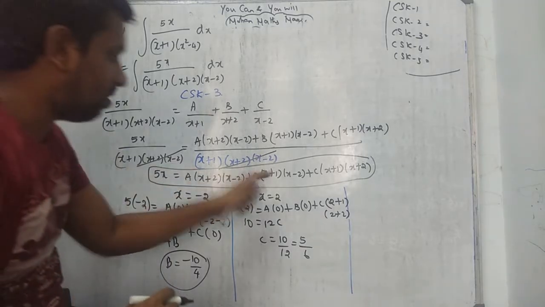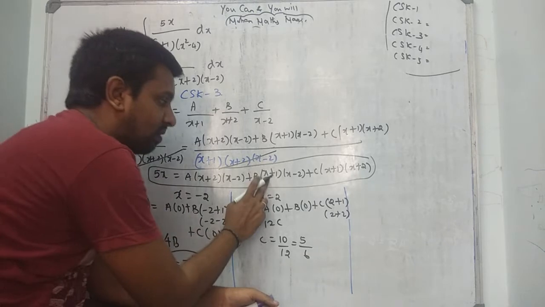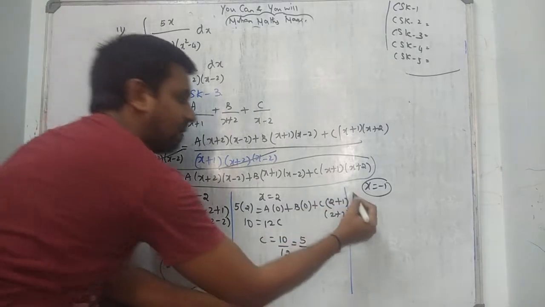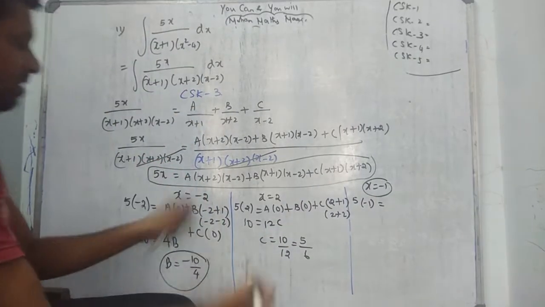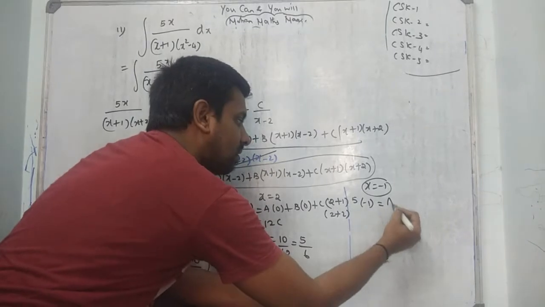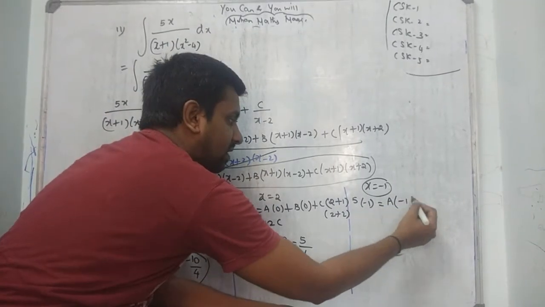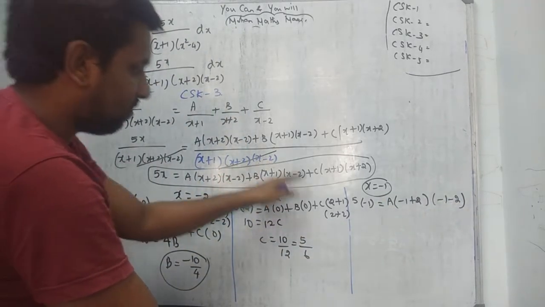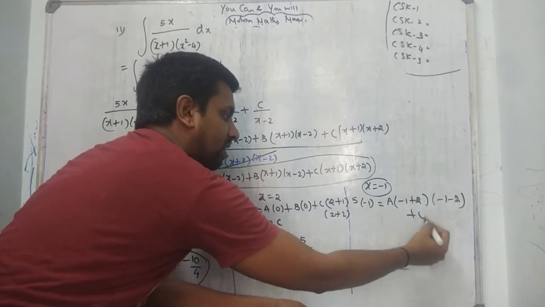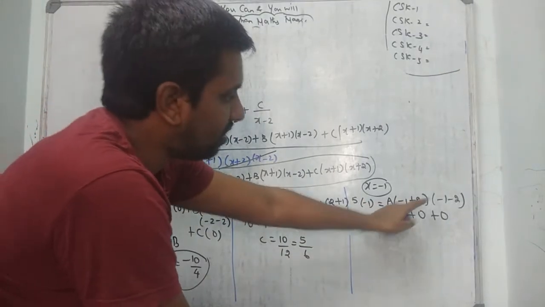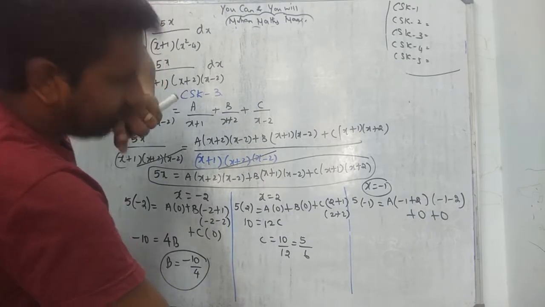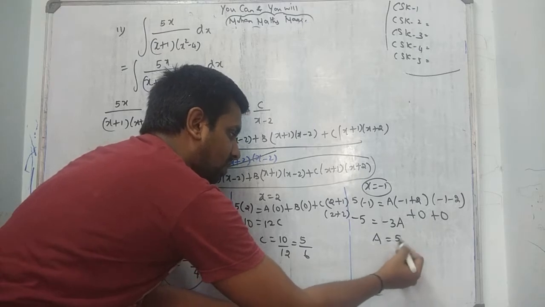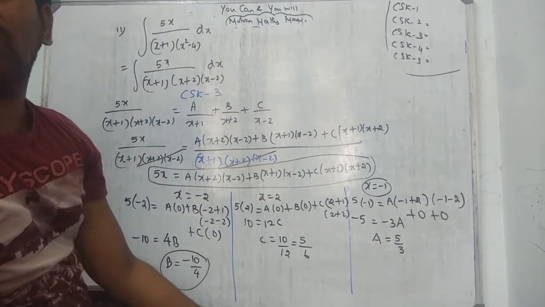Next, these two are gone. Next, x equal to minus 1. Minus 1 makes those terms 0. Very good. X equal to minus 1: 5 times minus 1 equals a into minus 1 plus 2, minus 1 minus 2. The other terms with minus 1 are 0. So I got 1 into minus 3, so minus 5 equals minus 3a. So a equals 5 upon 3.